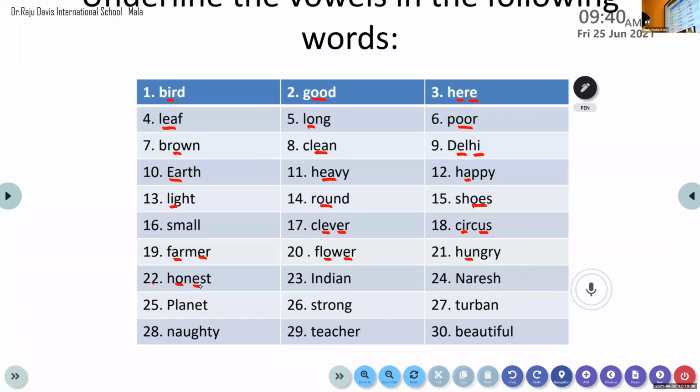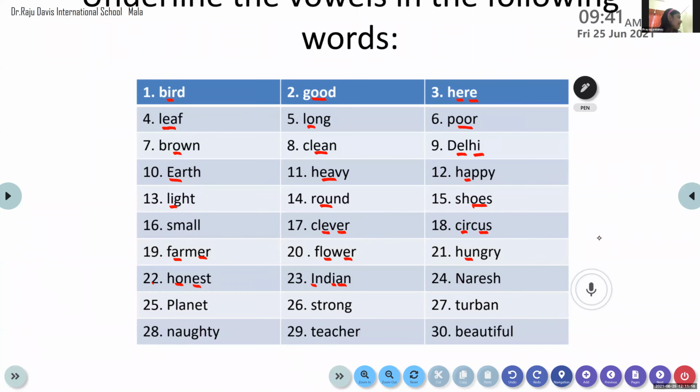Prayaga Manoj, did you get the chance? No, no. Prayaga, come on, do the 23rd word. Yes, ma'am. Yes, read the word. Pronounce the word. Indian. How do you pronounce the word? It is Indian. Now pick out the vowels in it. How many are there? 2 I's and A. There are 3 vowels in it. Yes, very good, Prayaga. Well done. Thank you, ma'am.